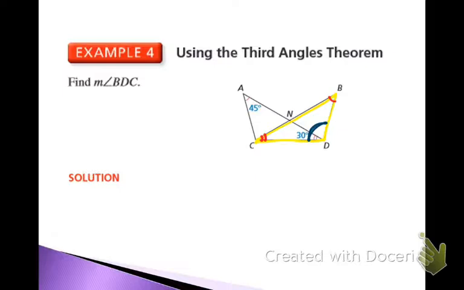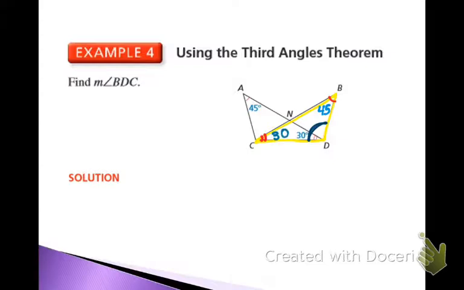So here's what I can do. I can transfer all of the angles I already know and put them on my new triangle. So what other angle is 45 degrees? B, yeah. So go ahead and write 45. And then what other angle is 30? C. Yeah, part of C.